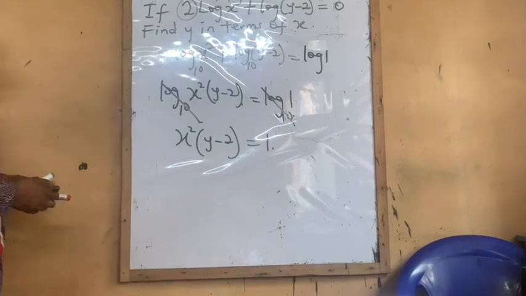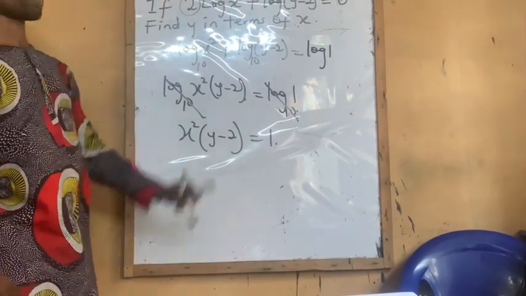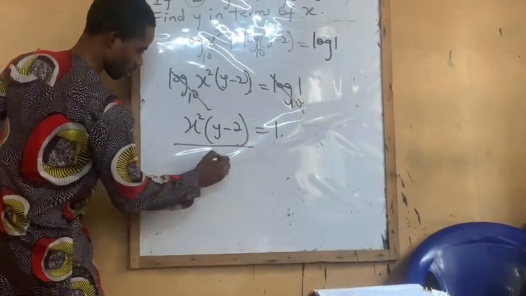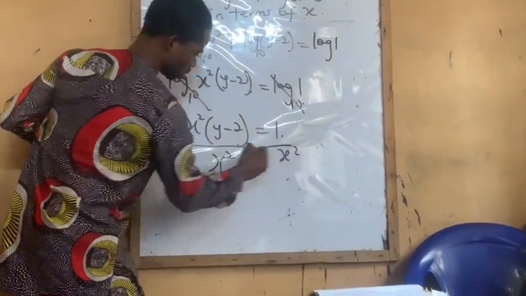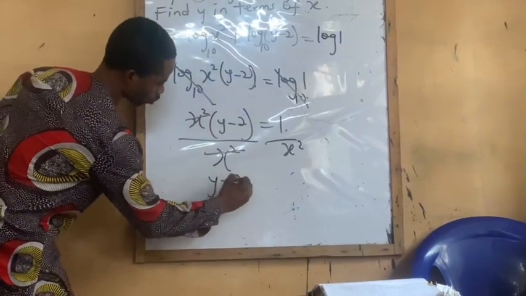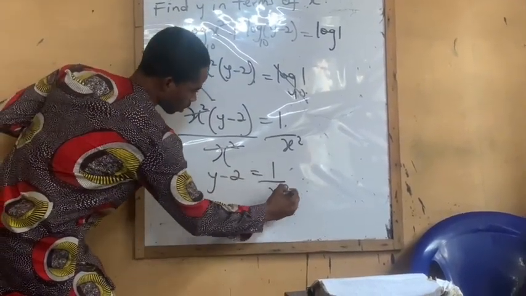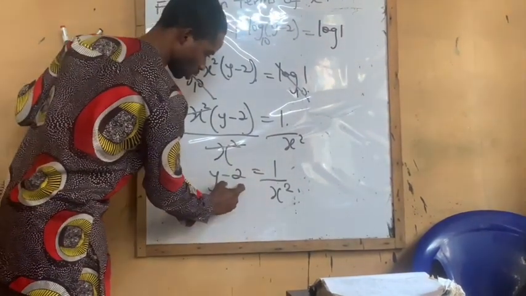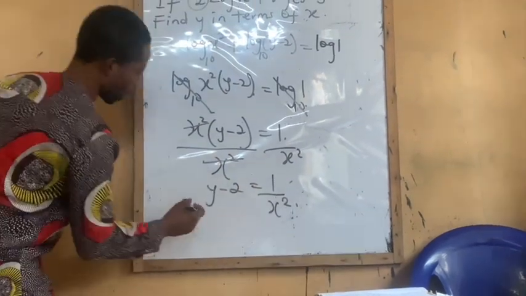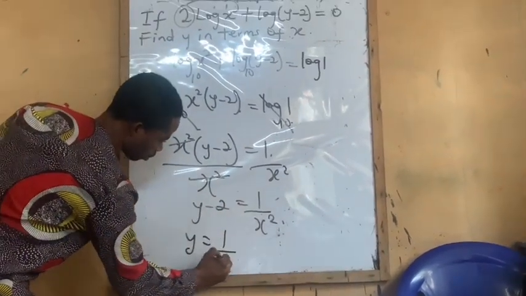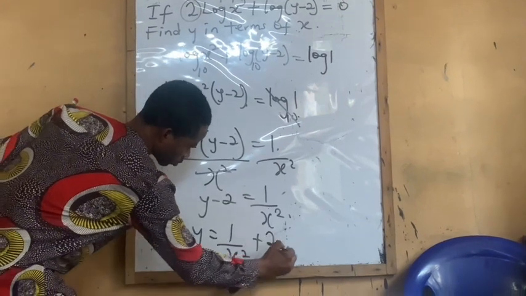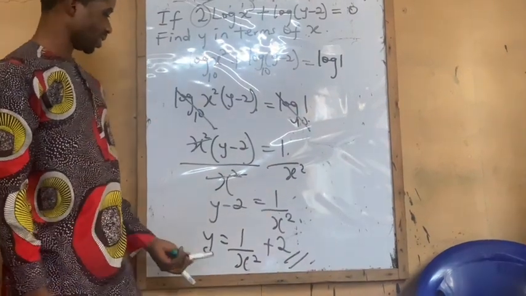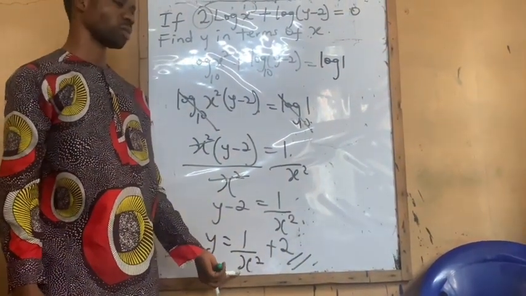But do not forget, what am I looking for? They say find y in terms of x. I'm looking for y, and here is y. I can divide this by x squared; x squared cancels with x squared. That means y minus 2 equals 1 all over x squared. Do not forget, I'm looking for y in terms of x. What will I do? I will bring minus 2 to this side. That means y equals 1 all over x squared plus 2. And simple. Can you see? I've gotten my answer in terms of x.